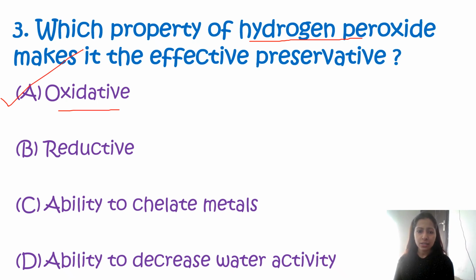So ये oxidative property actually होता क्या है कि जैसे hydrogen peroxide, it is a powerful oxidizing agent. So ये क्या करेगा? It can readily donate oxygen atoms to other compounds, resulting in the breakdown of the complex molecules into the simpler ones. So it leads to the breakdown of the complex molecules into the simpler ones. So my correct option will be option number A, that is oxidative.